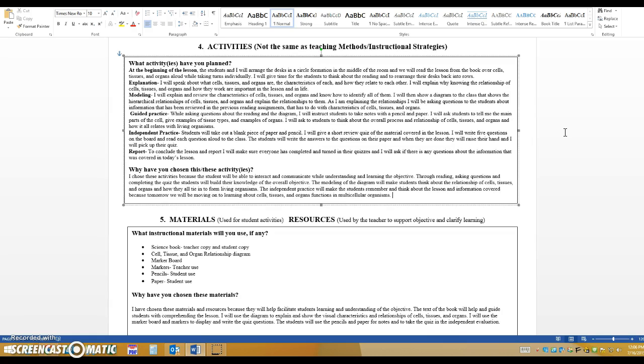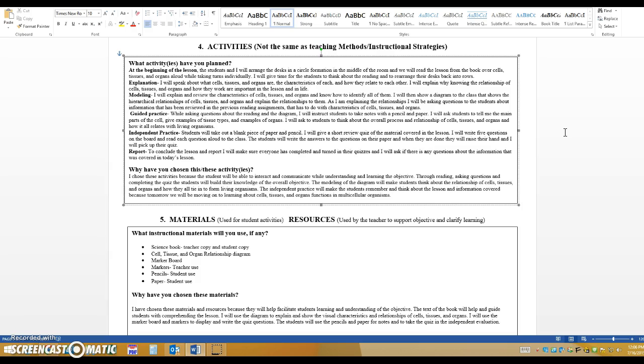I will then show a diagram to the class that shows the hierarchical relationships of cells, tissues, and organs and explain the relationships to them. As I'm explaining the relationships, I will be asking questions to the students about information that has been reviewed in the previous reading assignments that has to do with characteristics of cells, tissues, and organs.